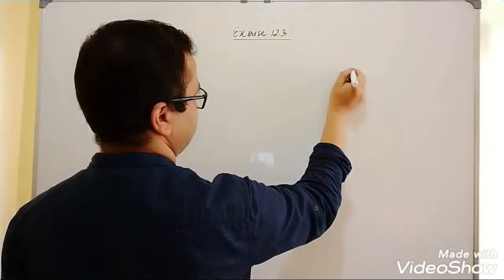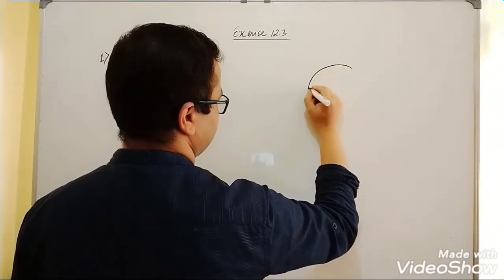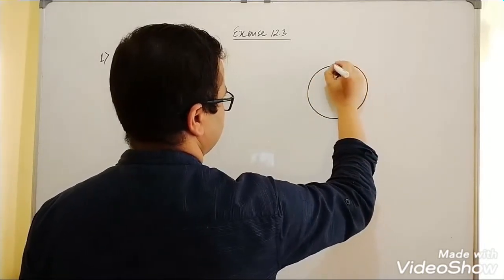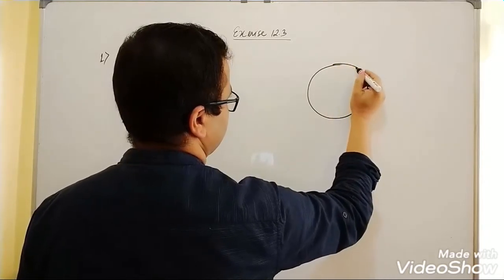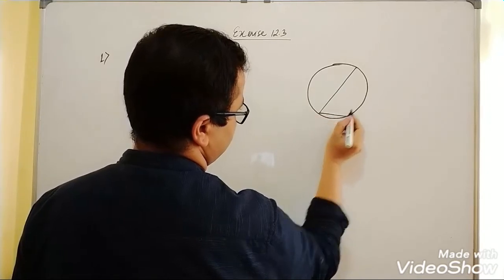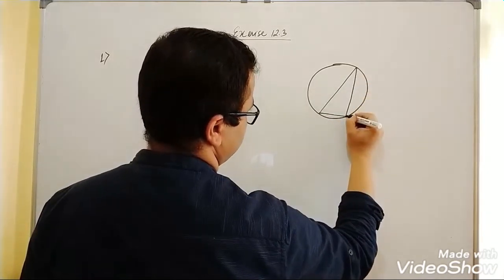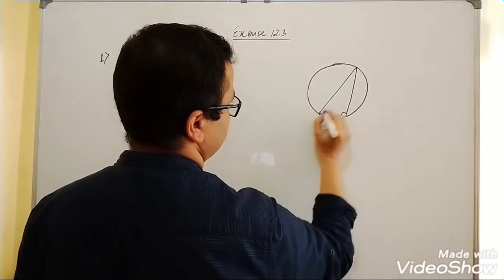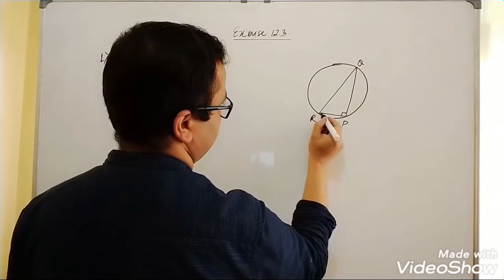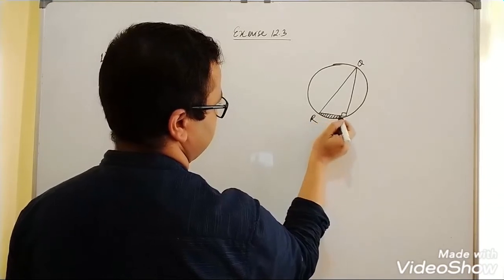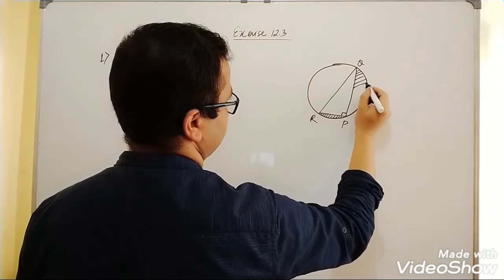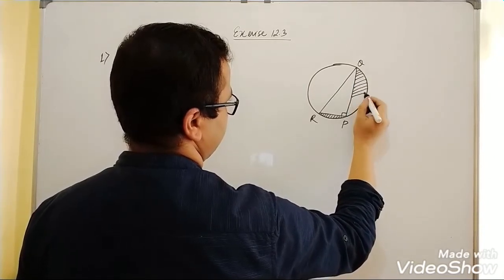There is a circle. It has a diameter. And this is a triangle. This is Q, this is R, this is P. Now this portion is the shaded region. We wish to calculate the area of the shaded region.